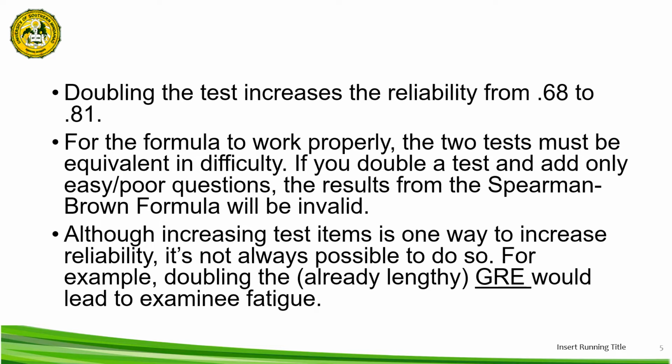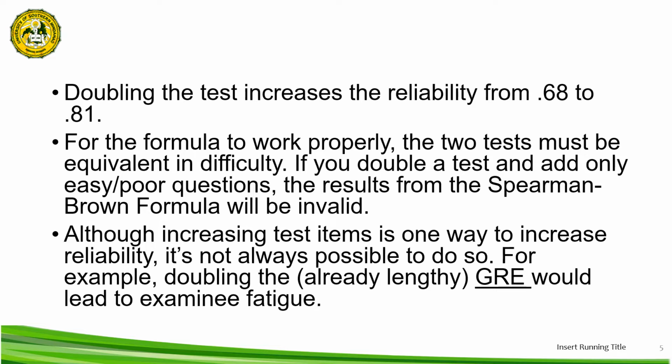For the formula to work properly, the two tests must be equivalent in difficulty. If you double a test and add only easy questions, the results from the Spearman-Brown formula will be invalid. Although increasing test items is one way to increase reliability, it's not always possible to do so. For example, doubling the already lengthy GRE would lead to examinee fatigue.